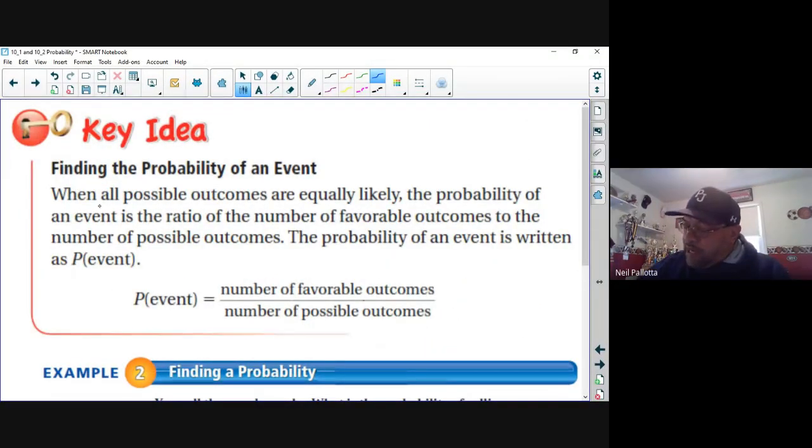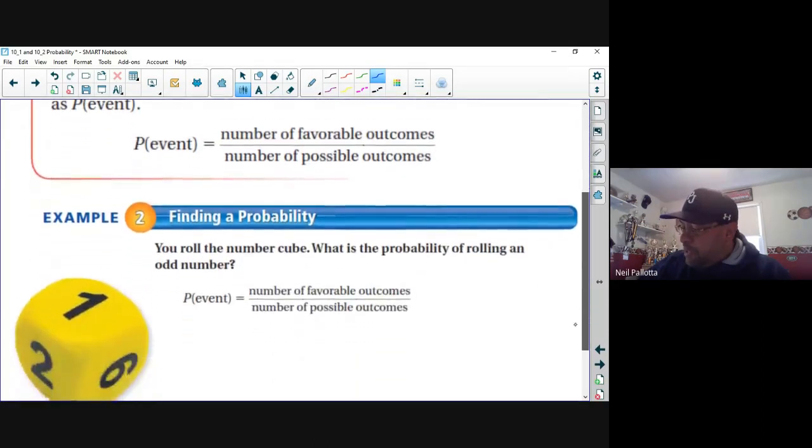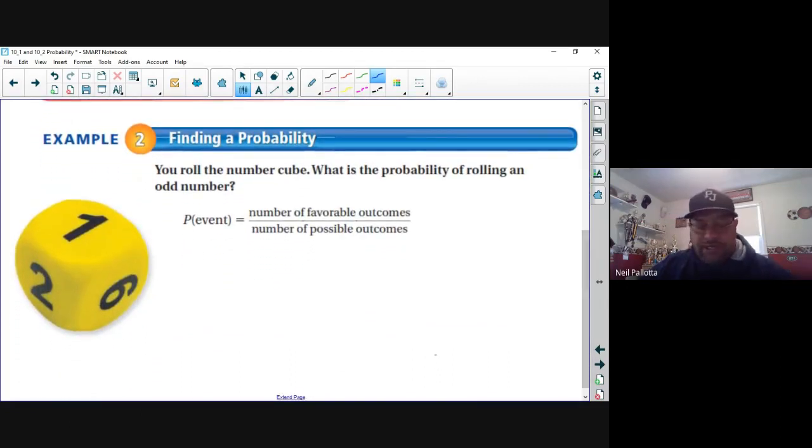Now, key idea next, we want to be able to find the probability of an event. When all possible outcomes are equally likely, the probability of an event is the ratio of the number of favorable outcomes to the number of possible outcomes. The probability of an event is written as P, parentheses, event. The probability of an event is equal to the number of favorable outcomes over the number of possible outcomes. Okay, let's take a look at some examples here.